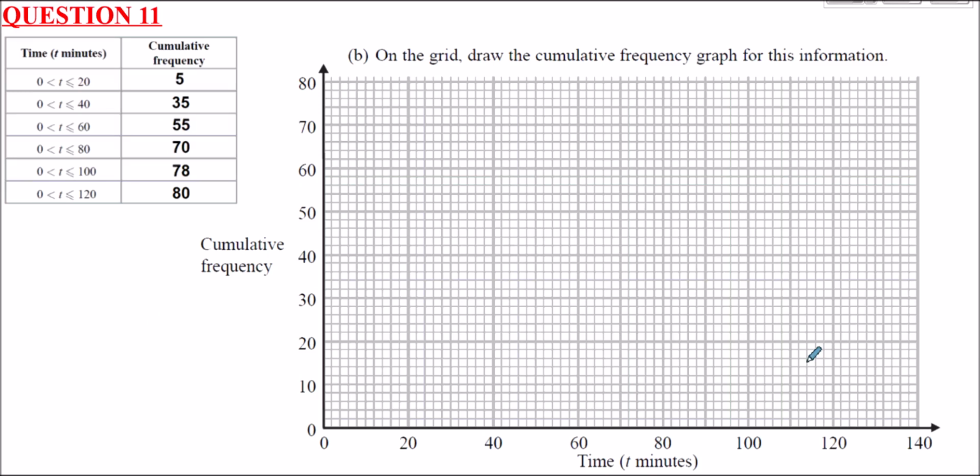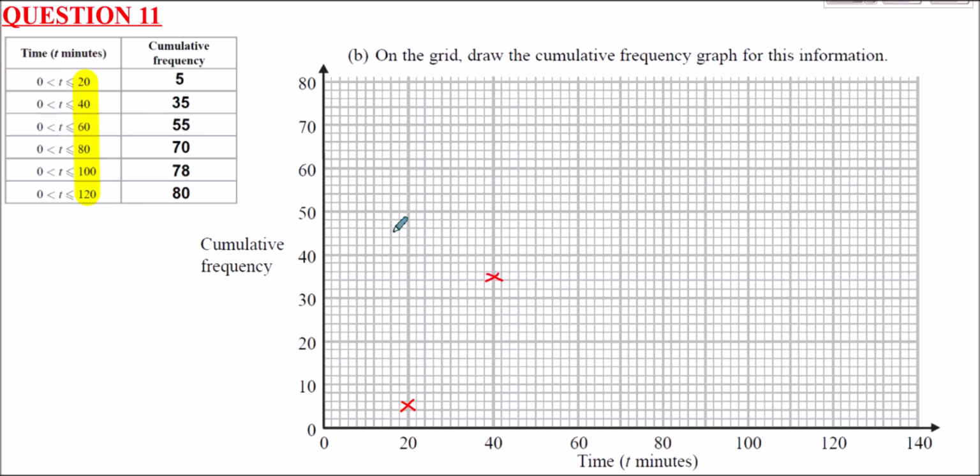Now for part B, it says on the grid, draw a cumulative frequency graph for this information. So all we need to do here is to plot these values accordingly. And we always plot from the ends of these intervals. So we plot from these numbers, never obviously the zeros. So the first one is 20 minutes and a cumulative frequency of 5. So it's 20 along and 5 up. So first of all, plot each point. So 20 along and 5 up is going to be about here. 40 along, 35 up will be roughly here.